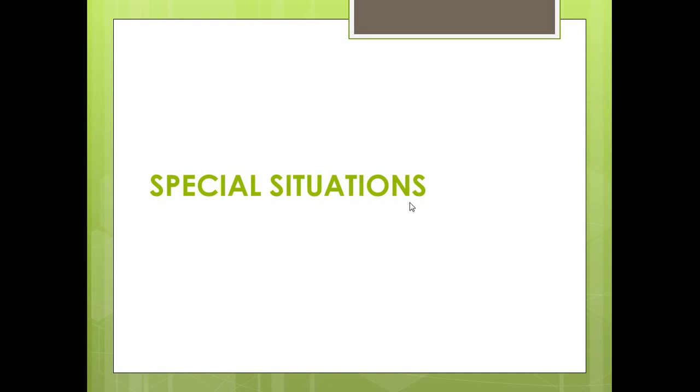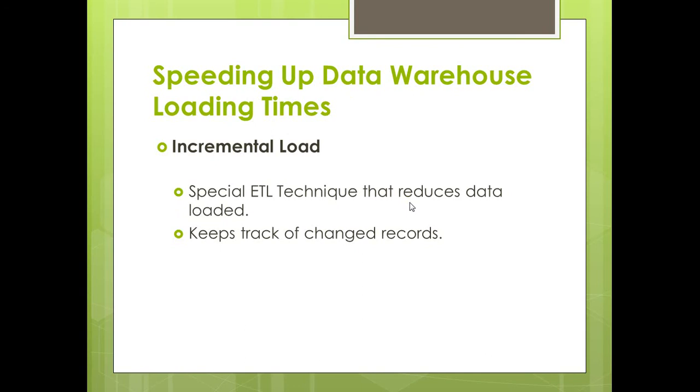Okay, so now here are some special situations that I'm going to talk about that you might want to read up on. I'm only going to go through it generally, since this lecture has gone on for quite some time. However, a lot of times people will talk about speeding up the loading time in data warehouses. There's an ETL technique that is used to reduce the data loaded, and it's called incremental load. Basically, what this does is keep track of the changed records in the OLTP and the records that exist in the OLAP, and it only loads the changed data. I'll have a separate lecture for this. This is an important concept, and it decreases network load.